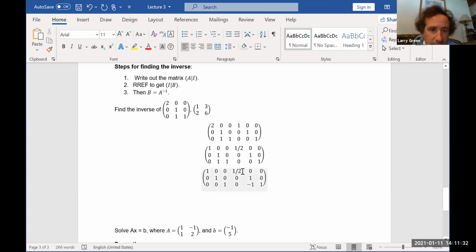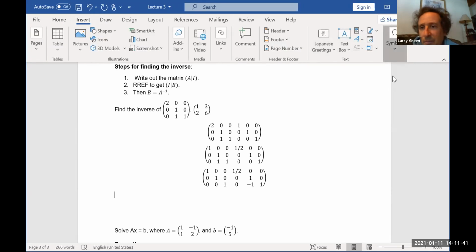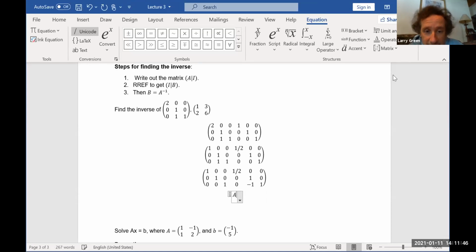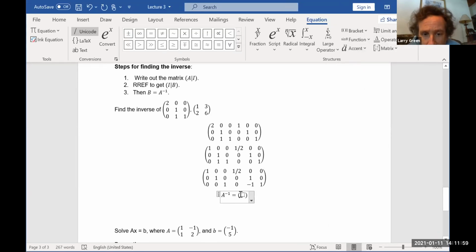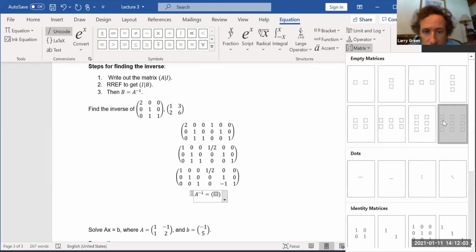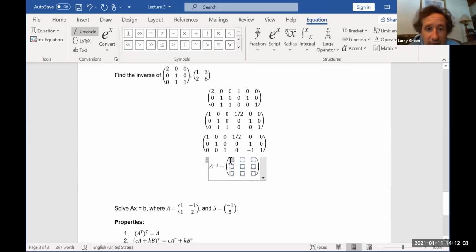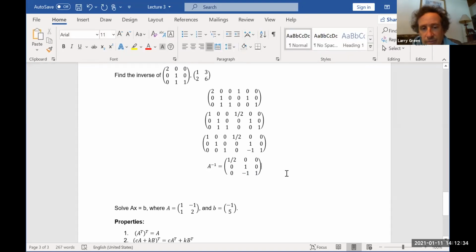So let's write that down. A inverse is equal to, and now we just write down the right-hand side. 1/2, 0, 0, 0, 1, 0, and 0, -1, 1. Any questions on that? Any questions?